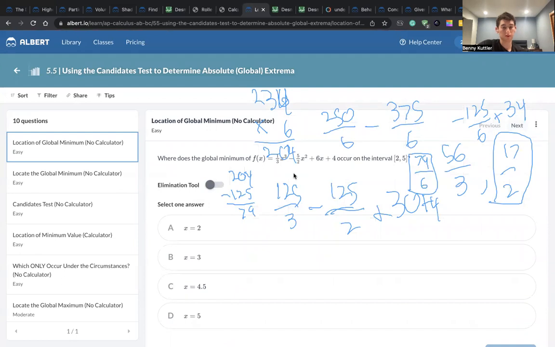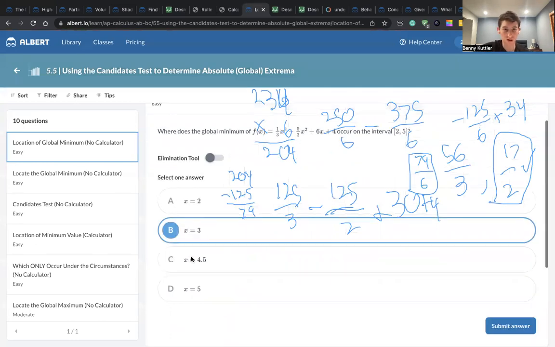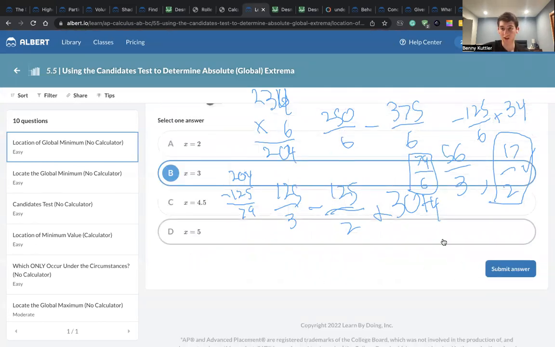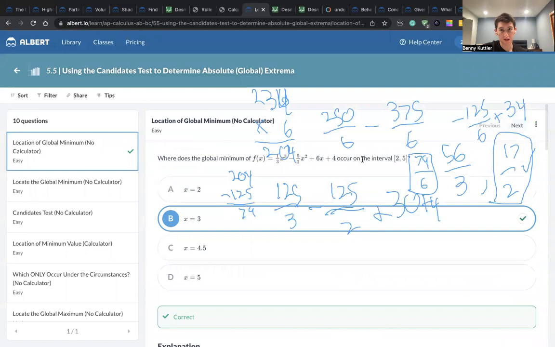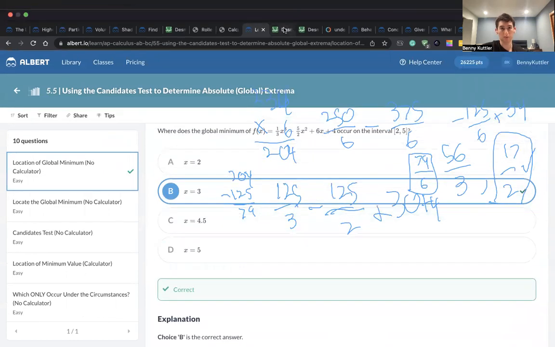Global minimum. Oh, sorry. We're not looking for the y value. The question is just asking us what x value this occurs at. So if we remember, this occurred at x equals 3. Because if they just gave us the y values, we'd just be able to pick which one is the smallest. So if we pick x equals 3, that is our global minimum.